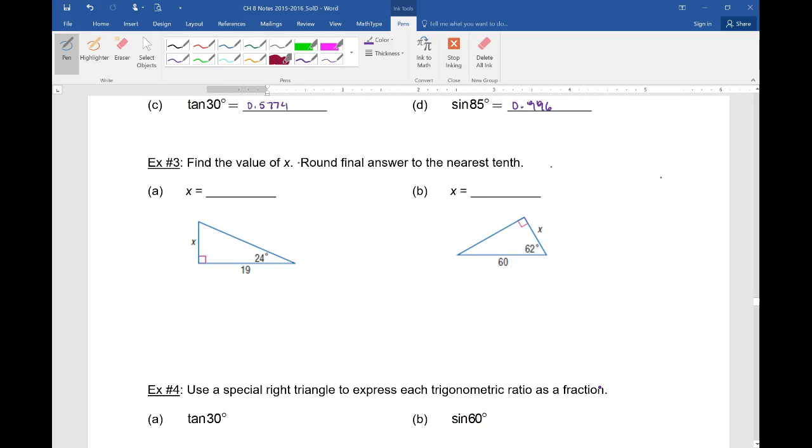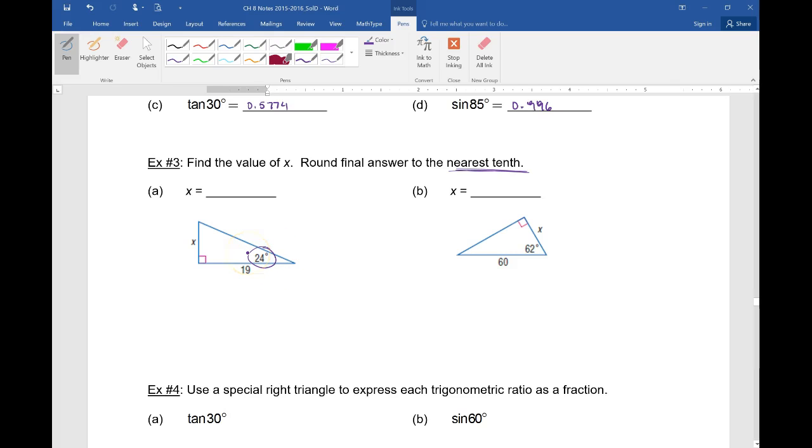All right, so let's go here. It says to find the value of x, okay? Now, x here is a missing side. And then it says round the final answer to the nearest tenth. Now, this is important, and I'll show you in a little bit the difference between rounding to the tenth and rounding to the fourth decimal place. Okay. The way you do this is this. You start with what you have. If you have an angle, then you start with your angle.